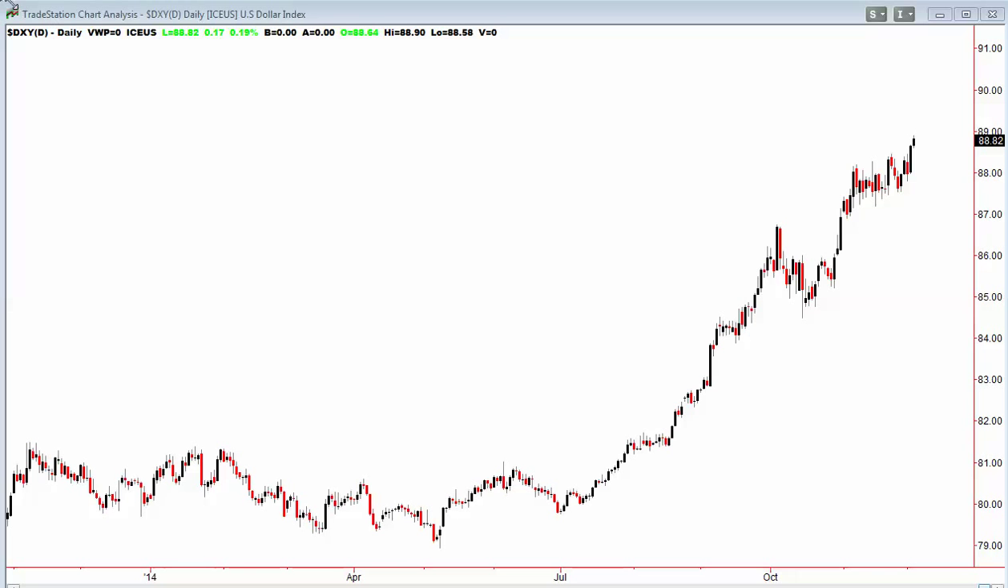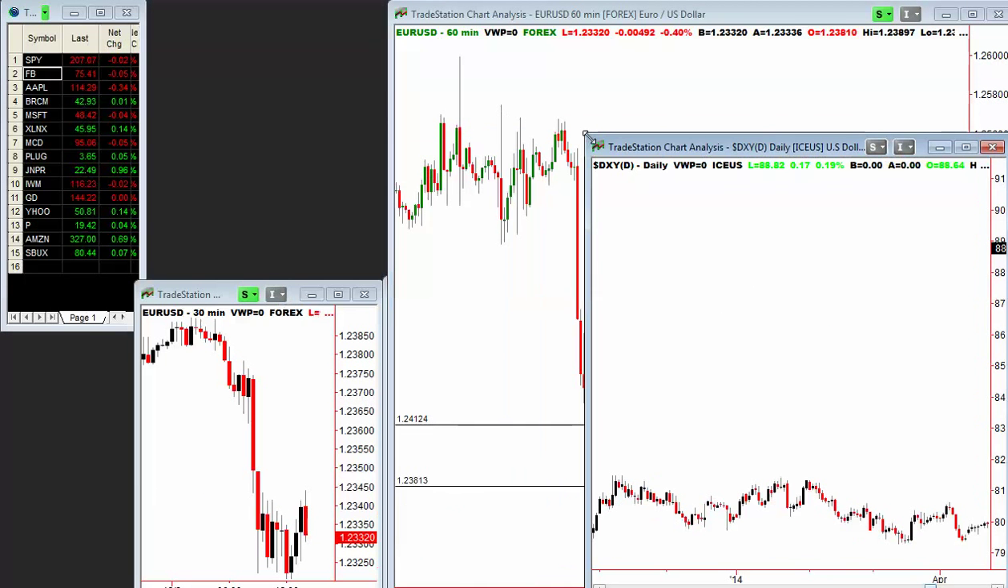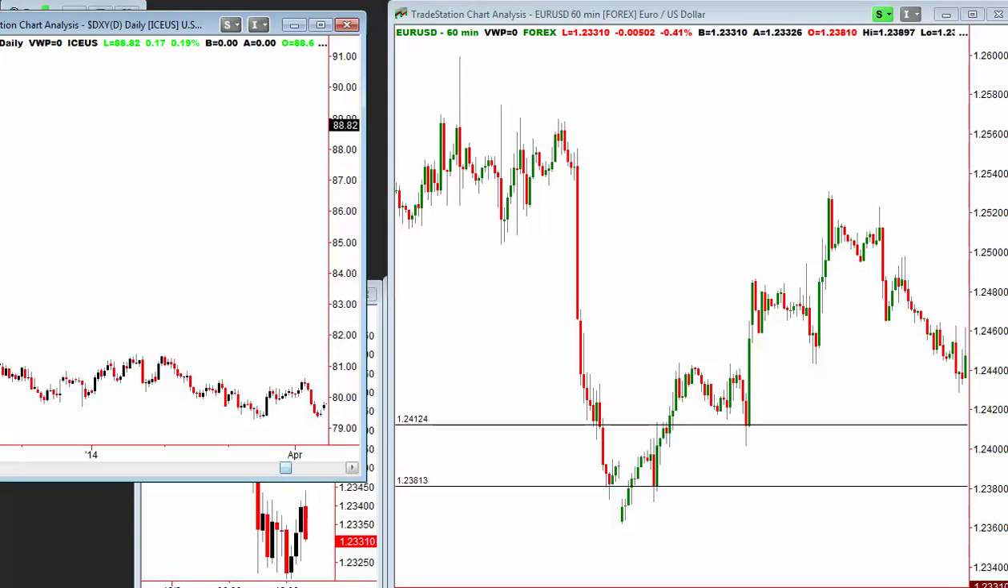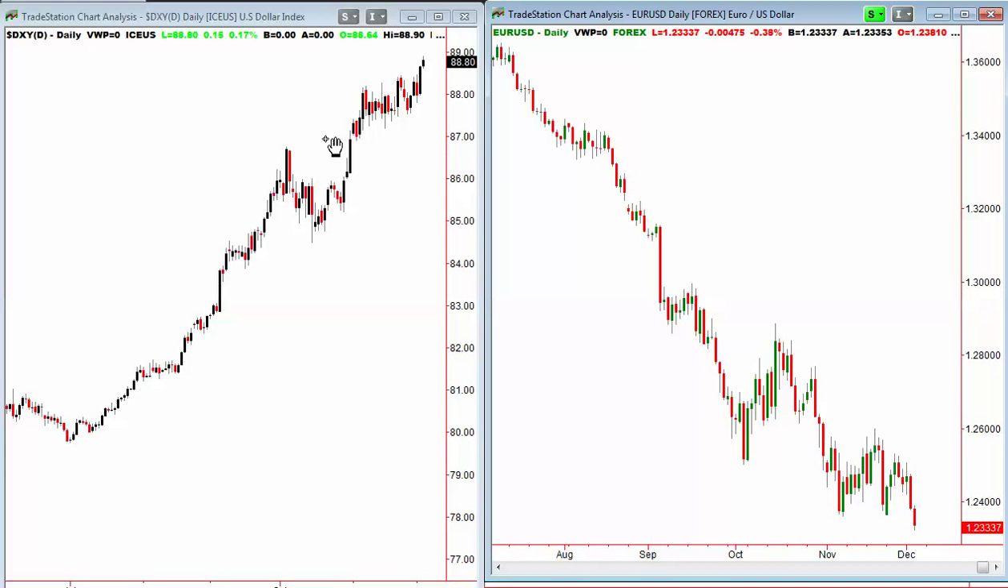So let's have a look first of all at the euro dollar. So here we have the dollar index, or the DXY, which is on a daily time frame, and here we have the euro dollar, which is also daily. These two charts, as you can see, are inversely correlated. What that means is if you look at the shape of the chart, and if you look at the shape of this chart, they both are similar but inverted. So in other words, when the DXY is going up, this chart is coming down.